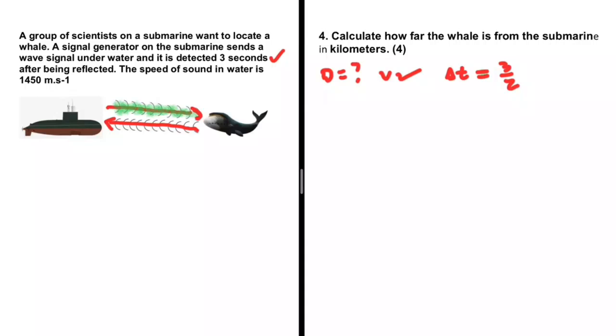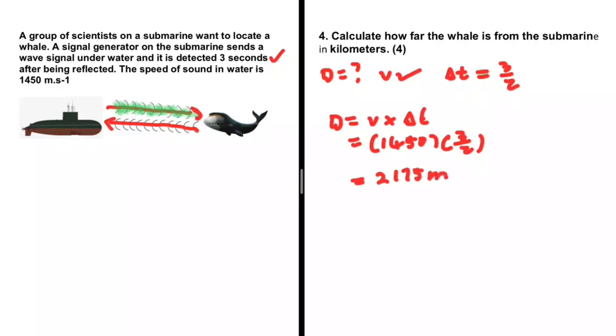And this is one of those examples. So the distance is equal to the speed multiplied by the time. In place of speed, we have 1450. That is the speed of sound in water. Water is denser than air, so the speed should be more than that in air. So 1450 multiplied by 3 divided by 2 is equal to 2175 meters. And there we go.